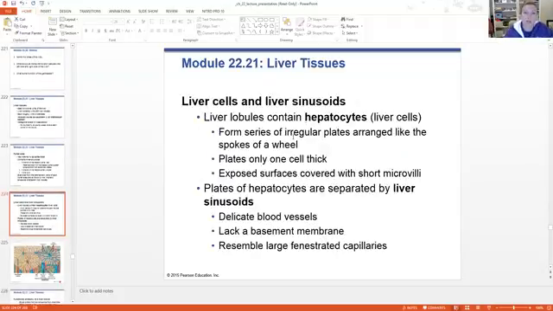So the liver lobules contain hepatocytes. These are the liver cells. These form basically like spokes of a wheel inside this portal system. And the exposed surface is covered with villi. Again, we're creating this. Don't look ahead in the PowerPoint, right? You have this nice little hexagon here. You're going to have a central area, so draw a circle in the middle. And then have some spokes coming out and going to each portal.